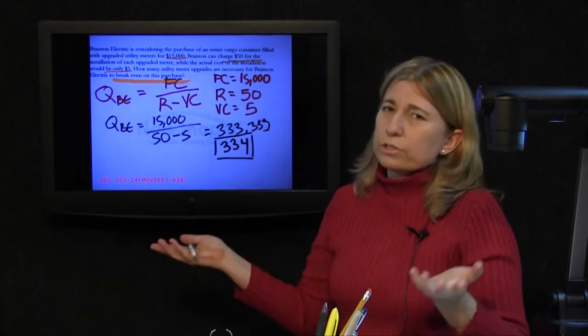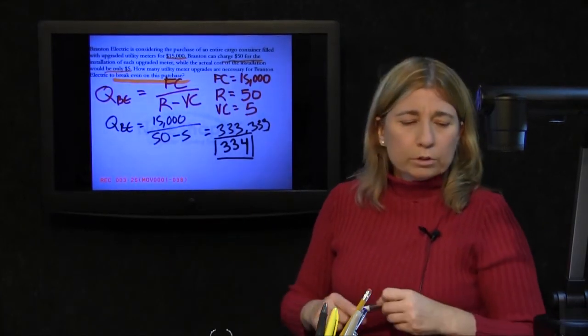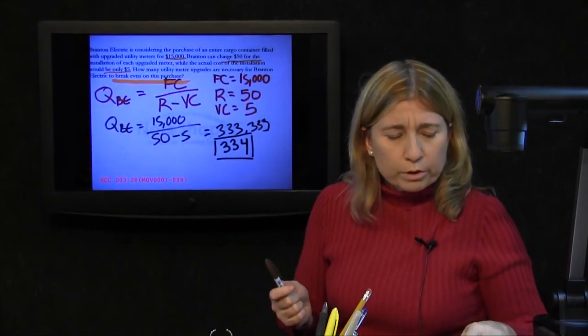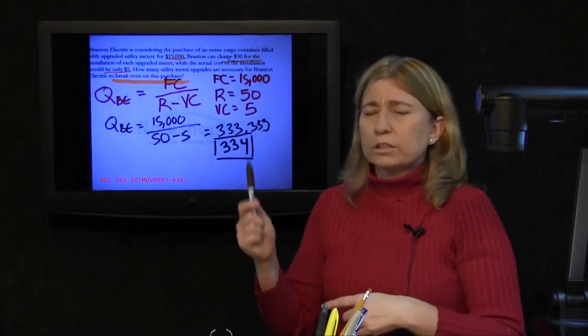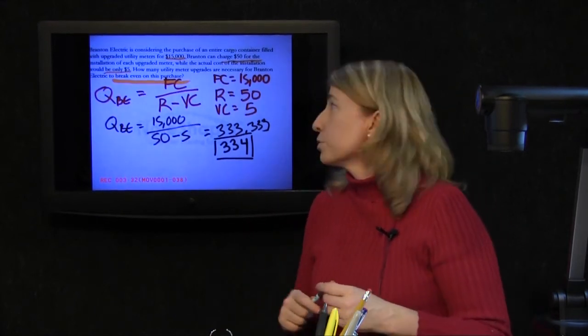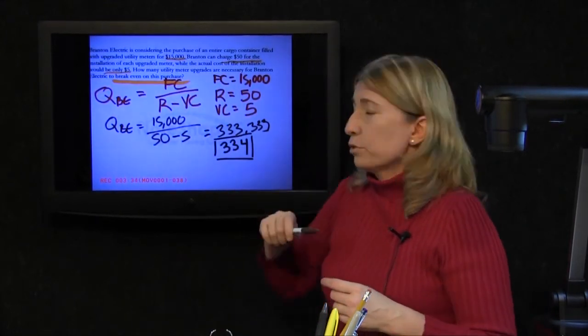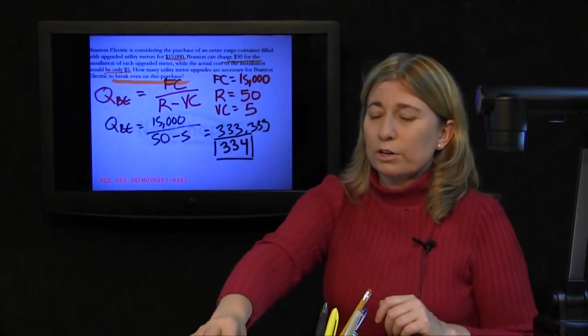So the recommendation is 334. They will need to do 334 installations of upgraded utility meters to break even on the purchase of that entire cargo container of them.